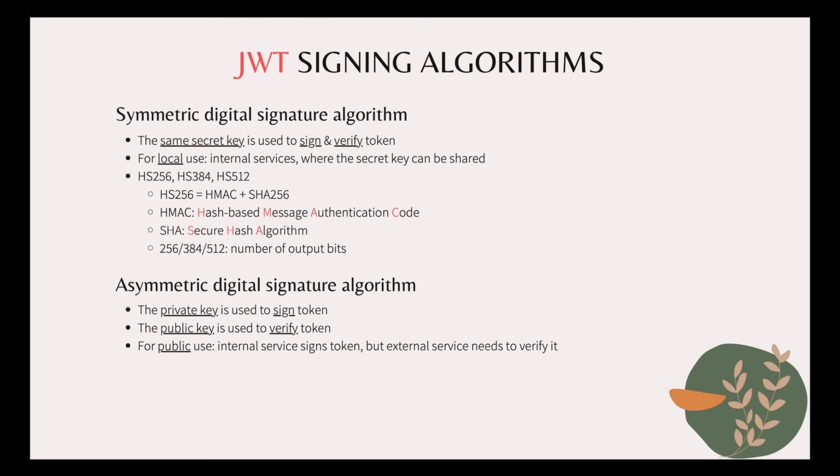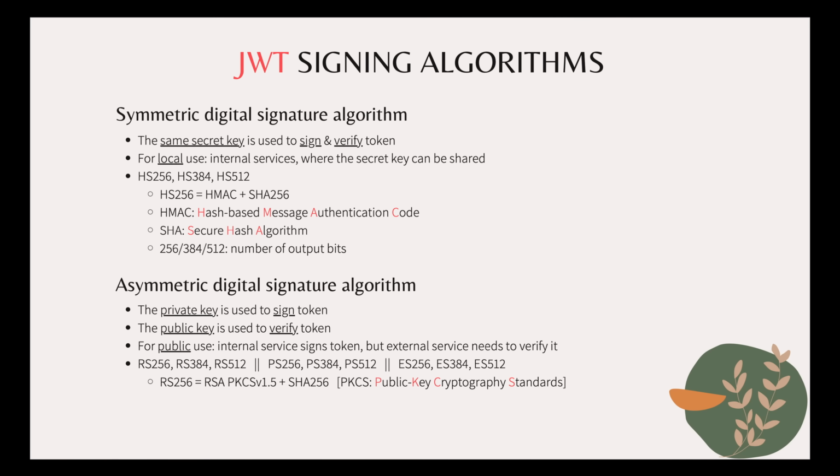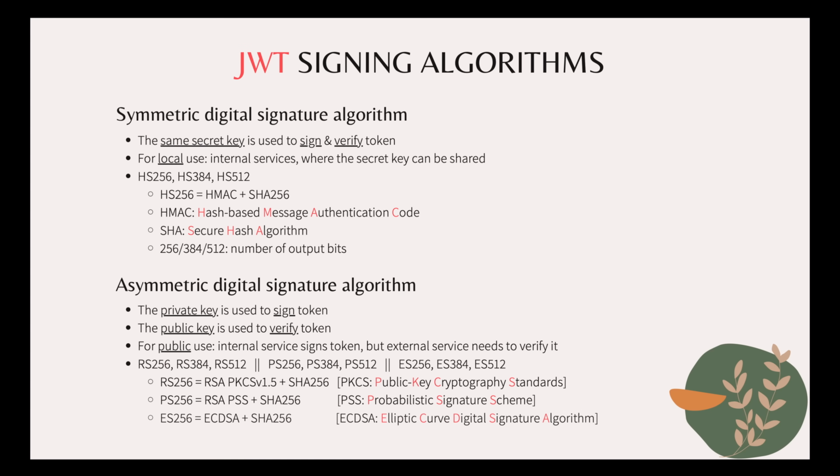Within this asymmetric key category, there are several groups of algorithms, such as RS group, PS group, or ES group. Here, RS-256 is basically RSA algorithm with PKCS version 1.5 and SHA-256. PS-256 is also RSA algorithm, but with probabilistic signature scheme and SHA-256. It was designed to be more secure than PKCS 1.5. And the last one, ES-256, is simply elliptic curve digital signature algorithm with SHA-256.